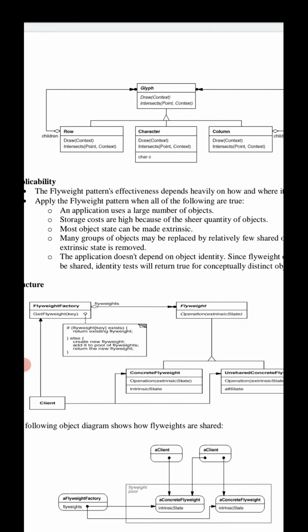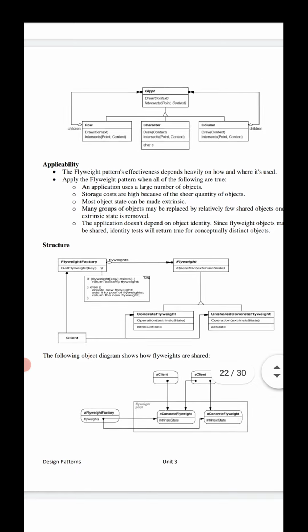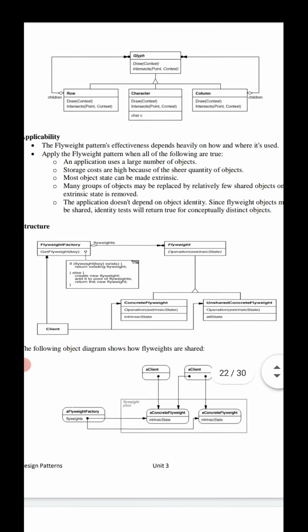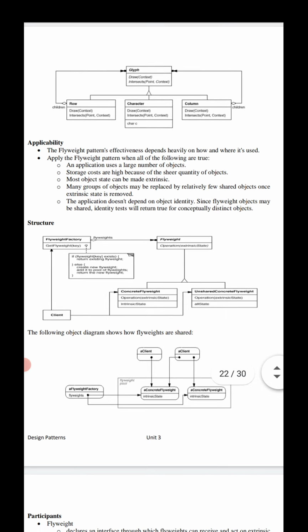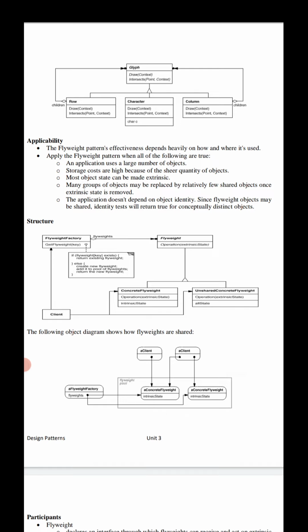Okay, now we see what the applications are. What are the applications of the flyweight design pattern? The effectiveness of the flyweight design pattern depends heavily on how and where it is used. Yes, exactly, how and where it is used should be very effective.